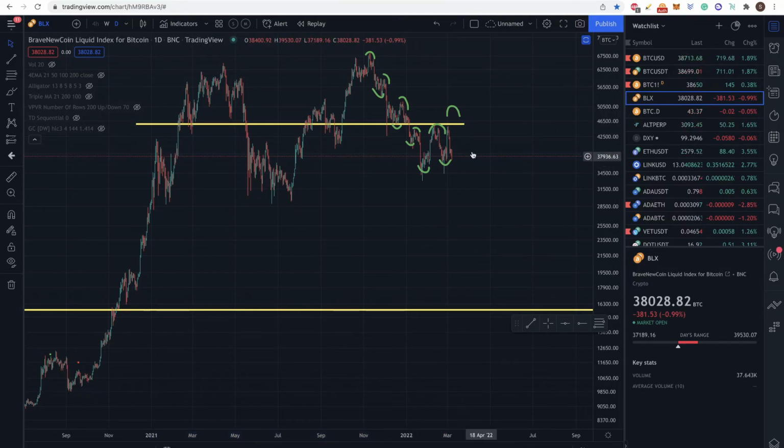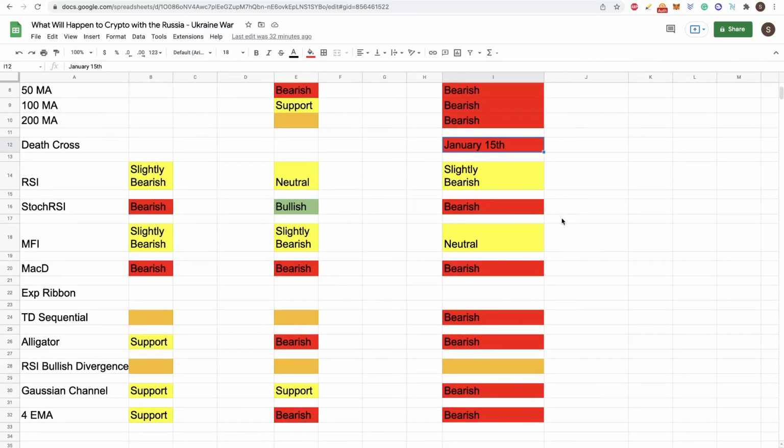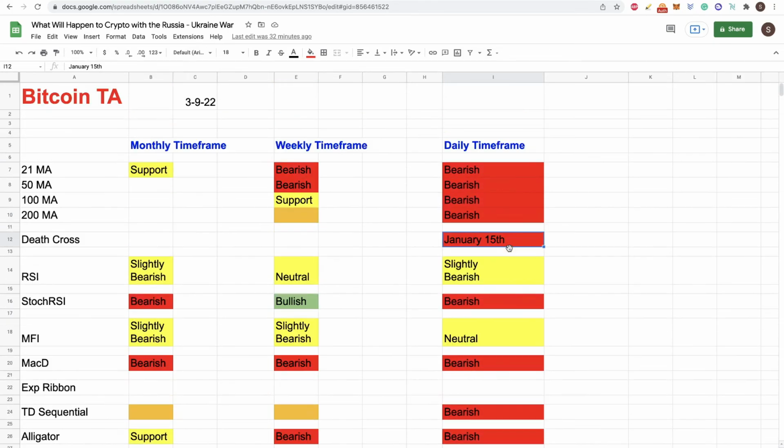But again, we have a lot of resistance above us. So in the daily time frame, we are bearish in all the indicators. We also have a dead cross on the 15th of January. So we are experiencing the dead cross of that. Slightly bearish RSI, bearish on the stochastic, and all the other indicators are bearish. So guys, we don't have a lot of good perspective.